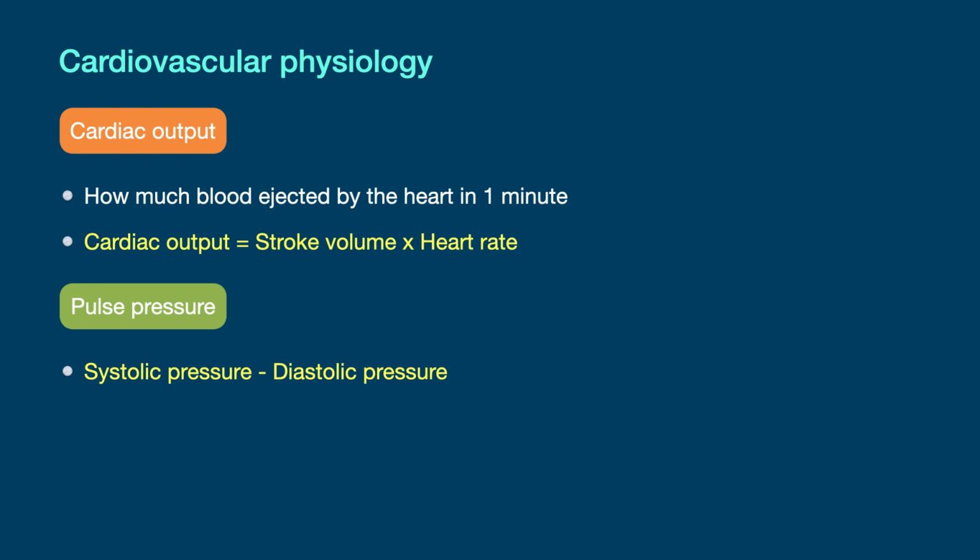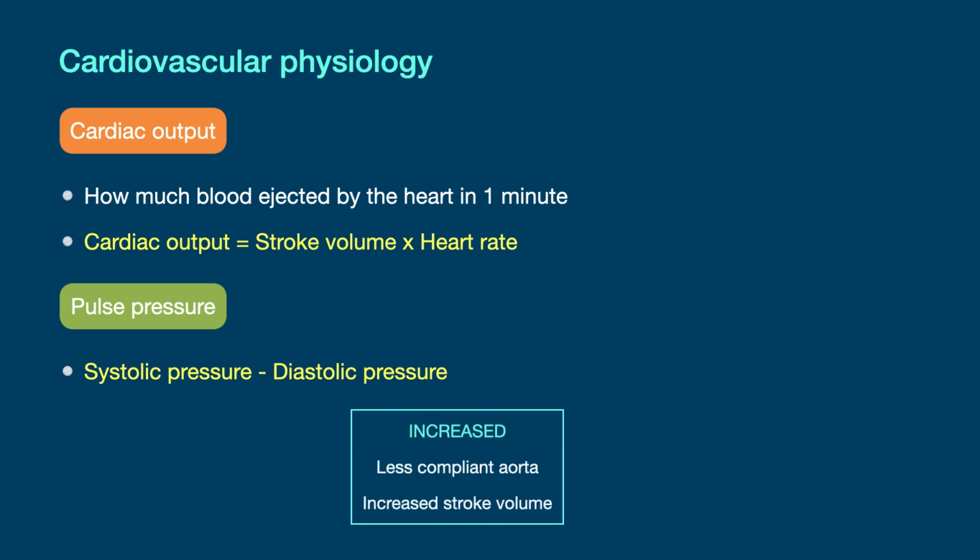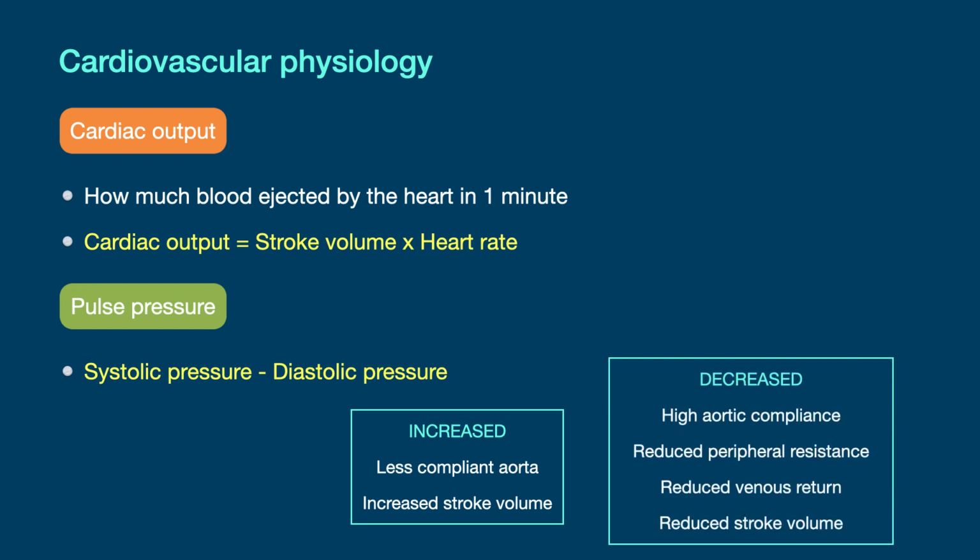Factors which increase pulse pressure include less compliant aorta, which is usually seen with advancing age, and increased stroke volume. Factors which reduce pulse pressure are high aortic compliance, reduced peripheral resistance, reduced venous return, and reduced stroke volume.